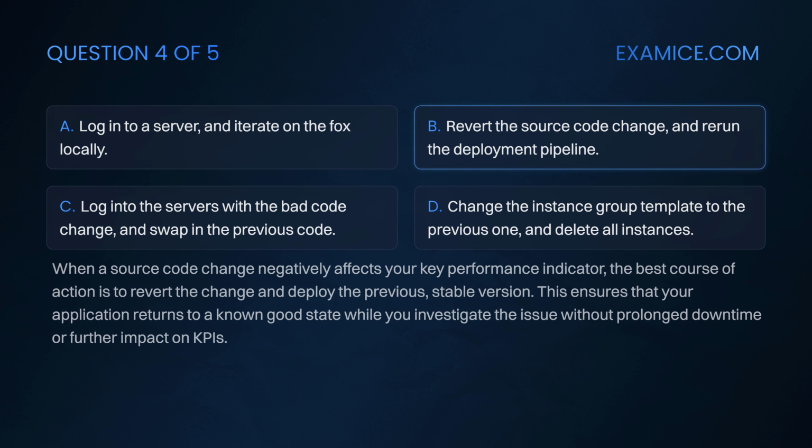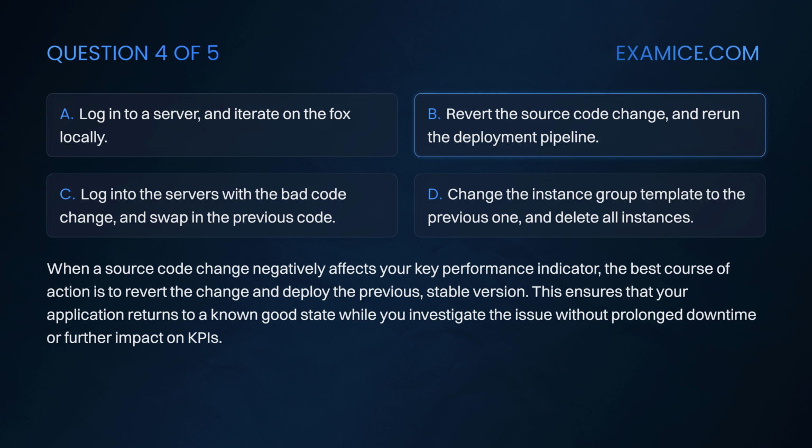When a source code change negatively affects your key performance indicator, the best course of action is to revert the change and deploy the previous stable version. This ensures that your application returns to a known good state while you investigate the issue without prolonged downtime or further impact on KPIs.